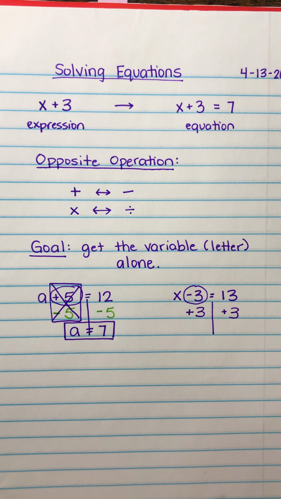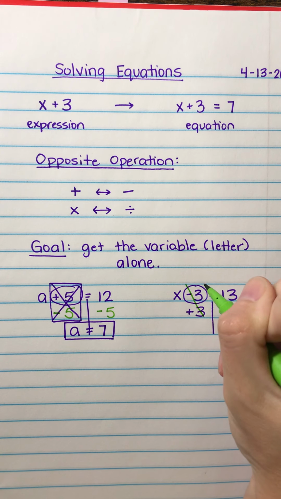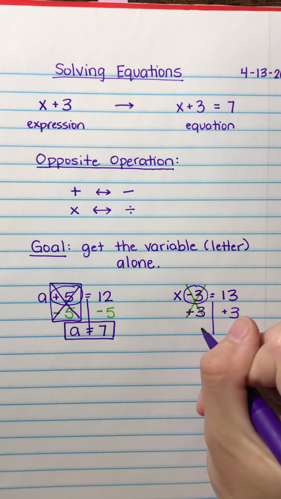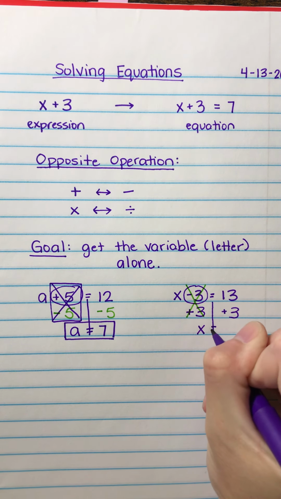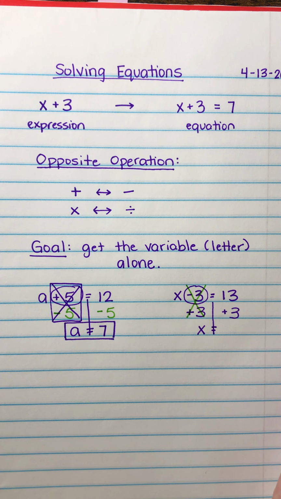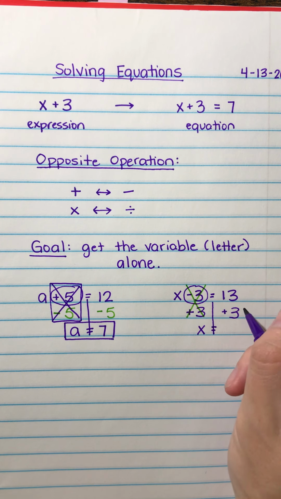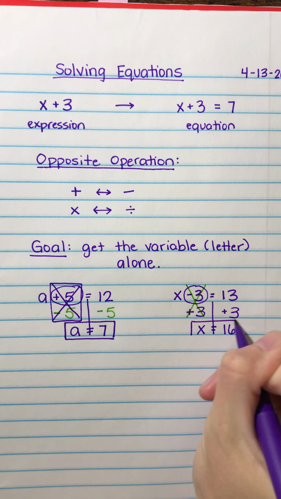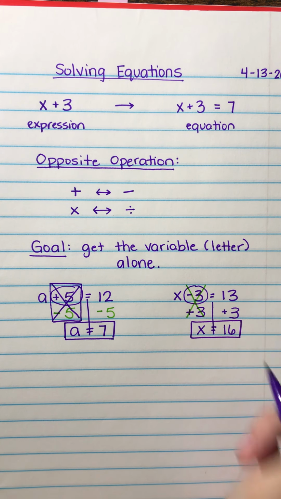What I do to one side, I do to the other side of the problem. And right here, my opposites, they cancel out. They become a big fat 0. Now what I'm left with is the letter x on one side. And on the other side of the equal sign, I can now add those two together. 13 plus 3 equals 16. And again, that's my answer.